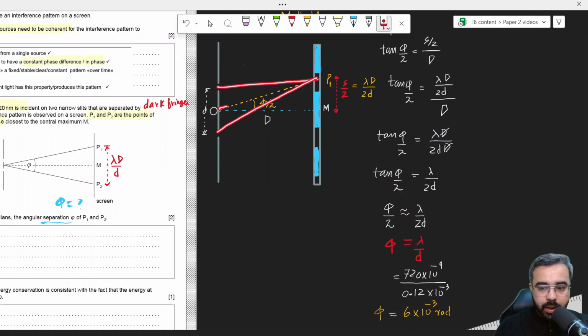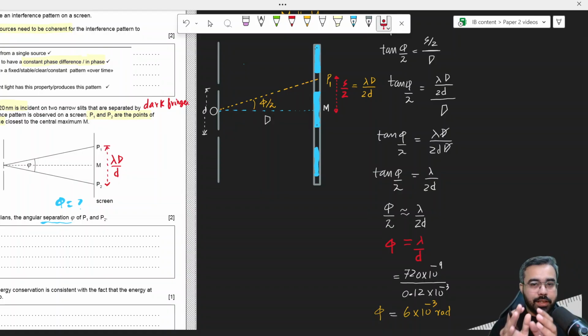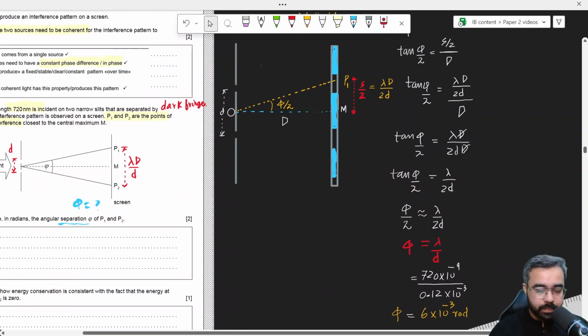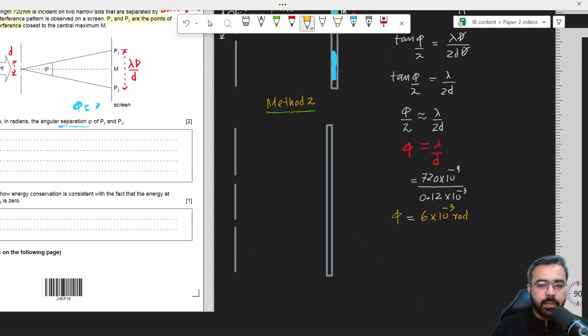So basically the path difference between these two should be lambda over 2, because this is the first dark fringe, the first dark fringe after the central maximum. So the path difference for destructive interference always starts from lambda over 2. So students, now this time I'm just showing you the point P1 here.